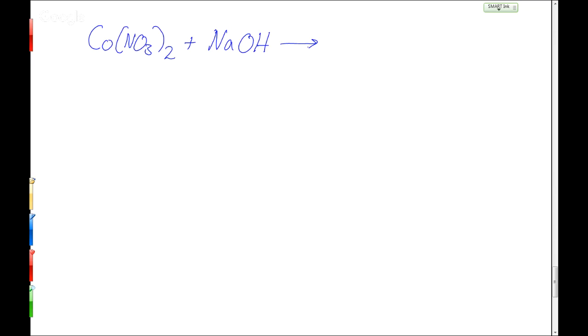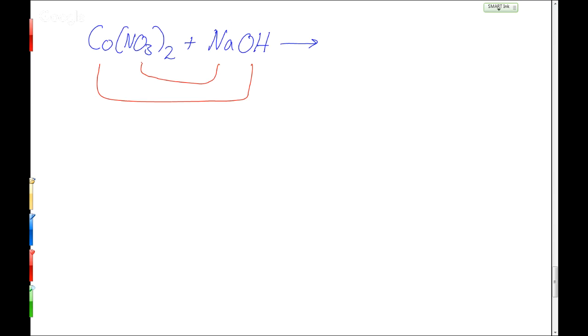So first step is to categorize it, because a lot of reactions we can't predict. We don't know the answer to this question. So to make sure it's in one of those categories that we can predict, we have to figure this out. So what kind of a reaction is this? Double replacement. This is double replacement. Yeah, how do you know?